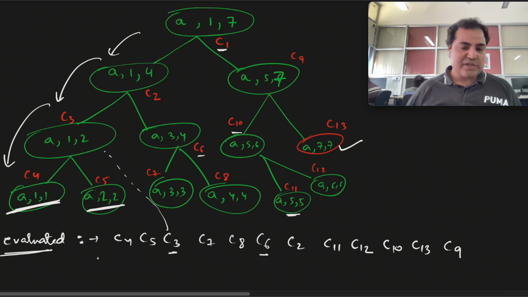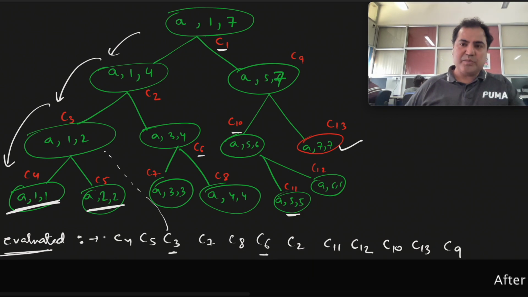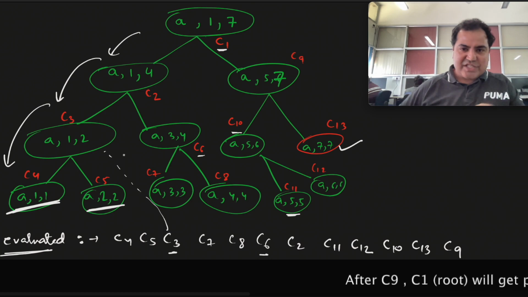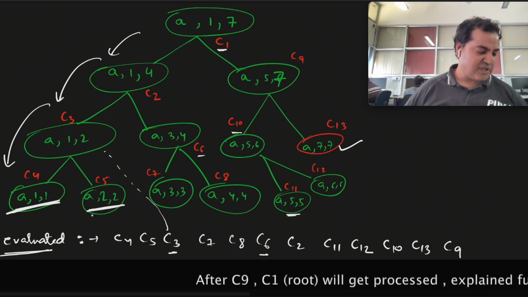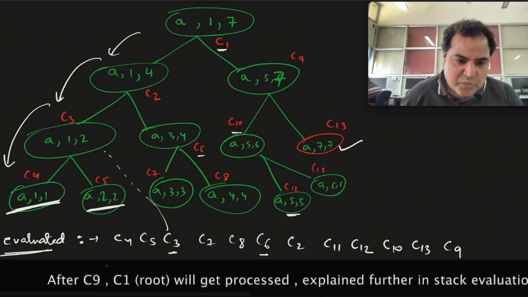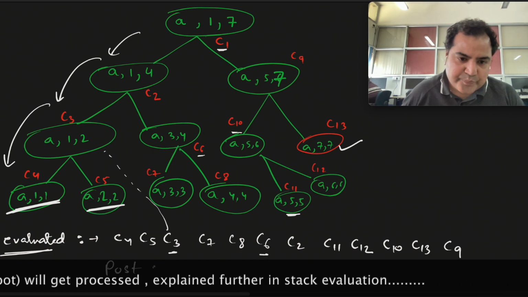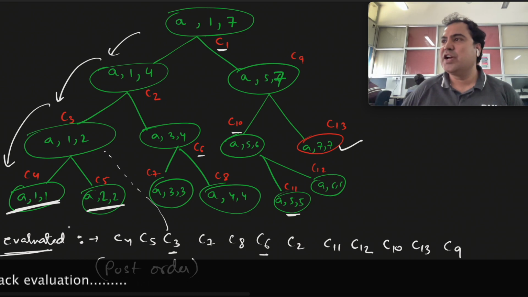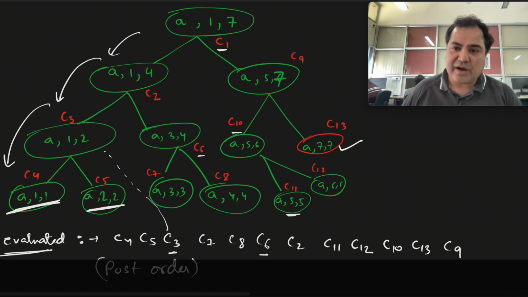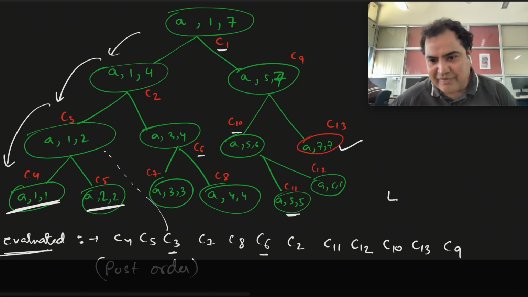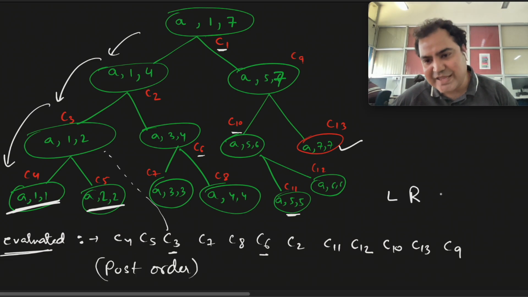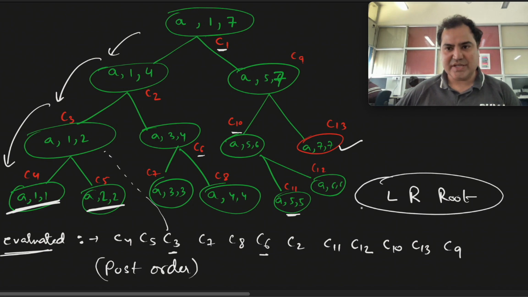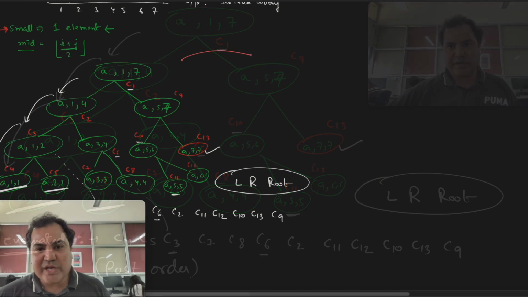So the execution order is that every child of this tree is being processed first. This is called post order, meaning the root is evaluated after the children: left child, right child, and then root. This procedure is called post order traversal. So merge sort is evaluated in post order, using the stack.